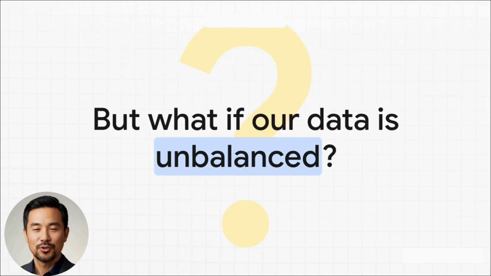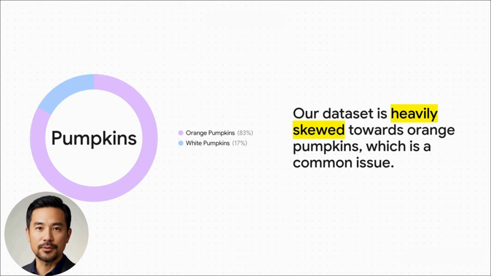And here is where the plot thickens. The accuracy trap snaps shut the moment your data is unbalanced. That just means one category shows up way more often than the other. And this isn't some weird niche problem. This happens all the time in the real world, like with fraud detection or medical screening. And if we look at our pumpkin data, we see this exact problem. About 83% of our pumpkins are your standard orange, while only about 17% are white. Our dataset is heavily skewed towards orange.